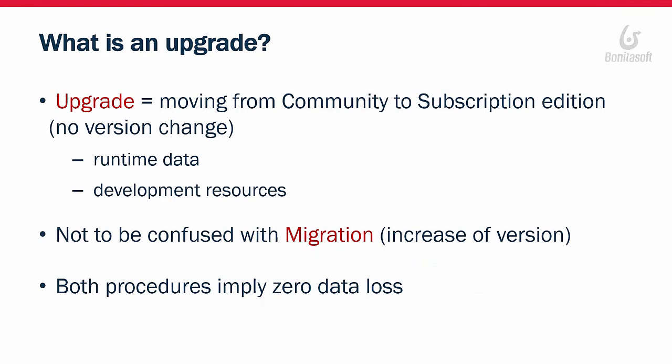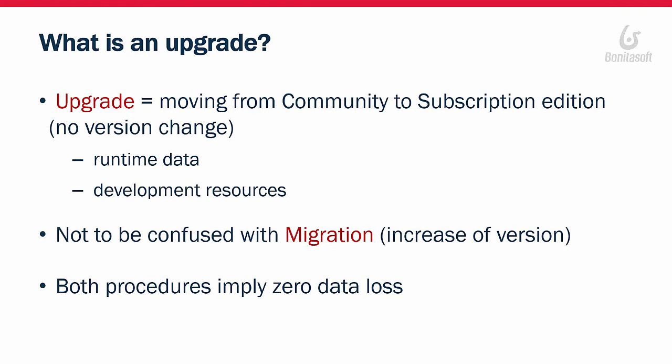An upgrade at Bonita is considered as moving from Community Edition to Subscription Edition, and that is without changing the version you're running of Bonita BPM. Upgrade is actually possible since version 7. Prior to that, it was a bit more difficult to do. So when you upgrade, you move to the same version, but you change edition. This upgrade will target two things.